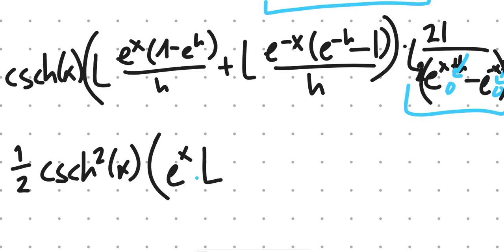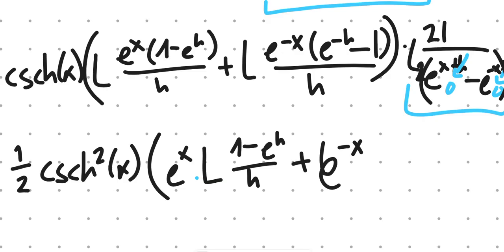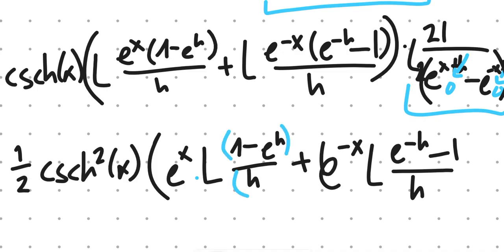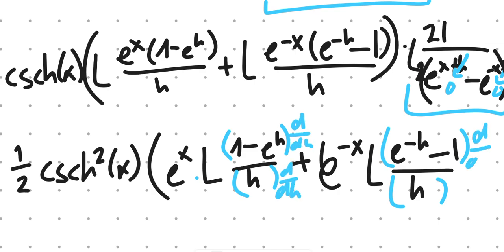We can put the e to the x's outside of the limit, times the limit as h approaches 0 of 1 minus e to the h over h, plus e to the negative x times the limit as h approaches 0 of e to the negative h minus 1 over h. Now we can use L'Hopital's rule because we have a 0 over 0 situation, so we are just going to take the derivative with respect to h on both sides.